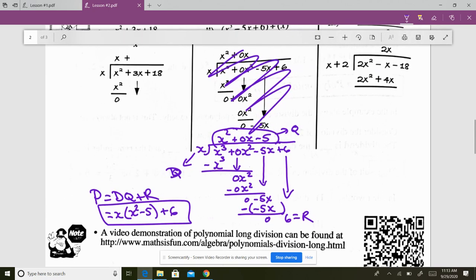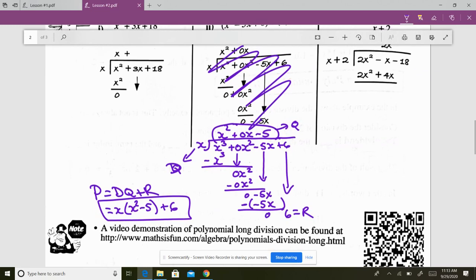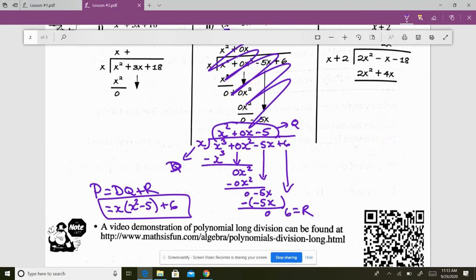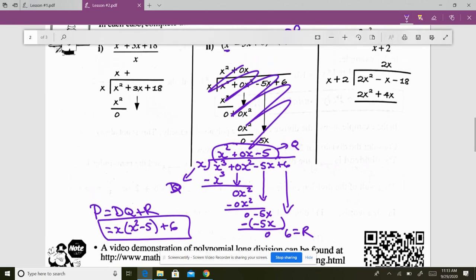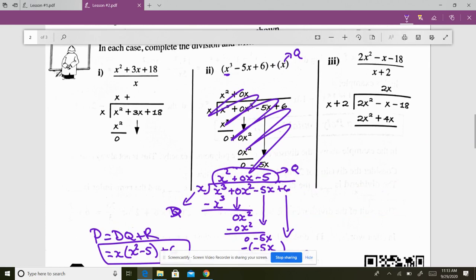All right, let's do one that involves a little more here. Are there any questions about that? All right. Now, we're going to do it with a binomial, which is what you would use this for. We have 2x squared minus x minus 18 divided by x plus 2.